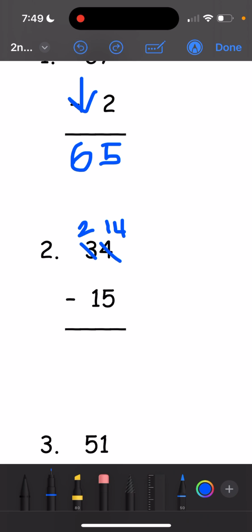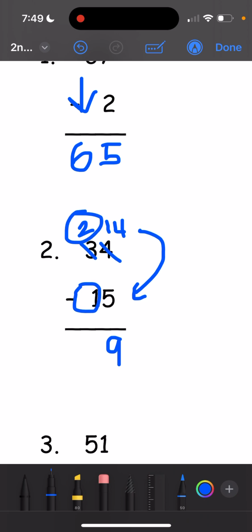Alright, so now we're going to subtract from here. So now we have 14 minus 5. Can you guys do 14 minus 5? 14 minus 5 is 9, so the ones place is 9. And now the tens place. We have a 2 and we have a 1. What is 2 minus 1? 2 minus 1 is 1, so our answer is 19.